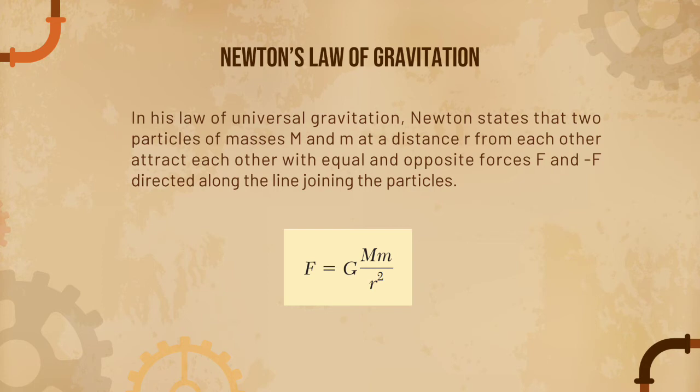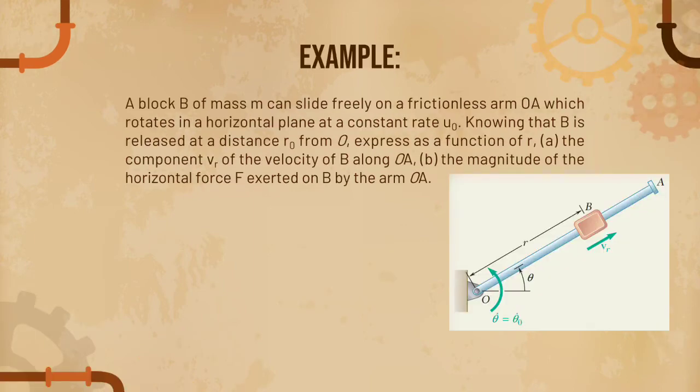In his law of universal gravitation, Newton states that two particles of masses M and m at a distance r from each other attract each other with equal and opposite forces, F and negative F, directed along the line joining the particles. The common magnitude F of the two forces is F is equal to G times M times m over r squared.